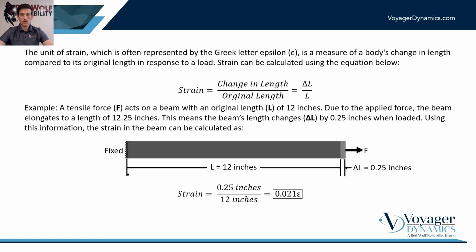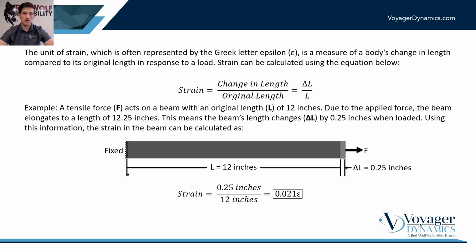For those of you who maybe haven't been exposed to what strain is in the past, you may have heard the term. Strain is typically denoted with the Greek letter epsilon, and it's a measure of a body's change in length compared to its original length in response to a load. So strain can be calculated from the equation shown in this image. Strain is the change in length divided by the original length.